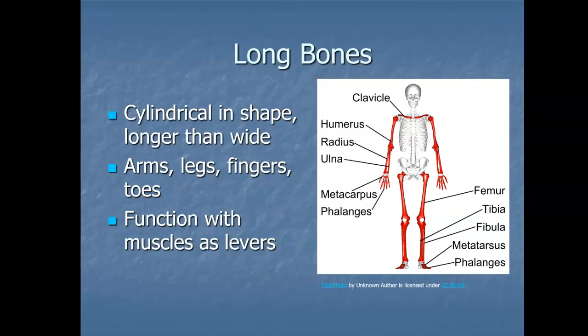Starting with long bones, these are bones that when we think of a bone, typically we think of a long bone. So they're more cylindrical in shape because they're longer than they are wide. These are going to include the bones of our arms, our legs, our fingers, and our toes. And their job is to function with muscles to act as levers, so they produce movement.